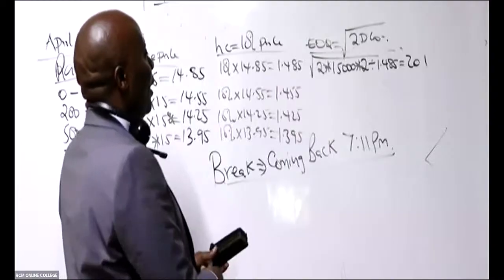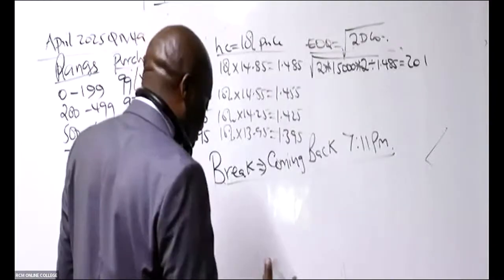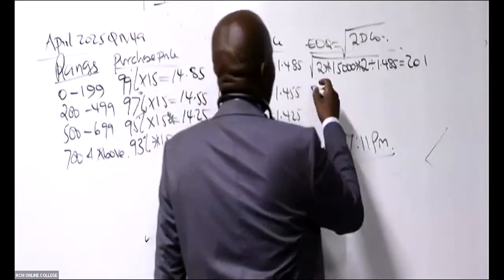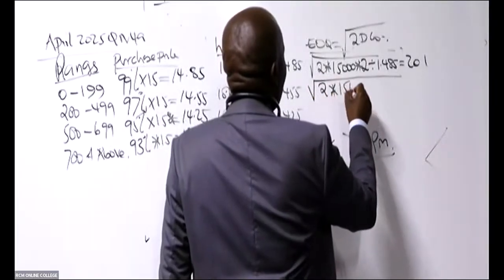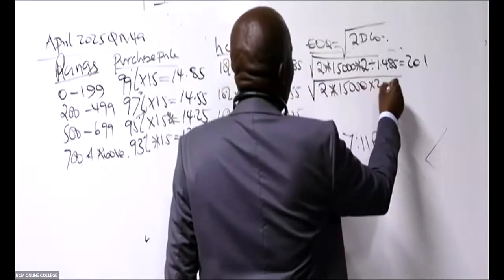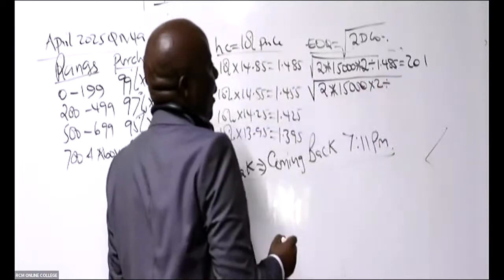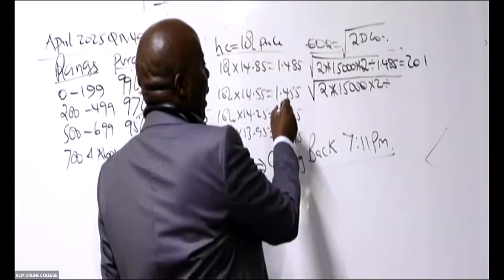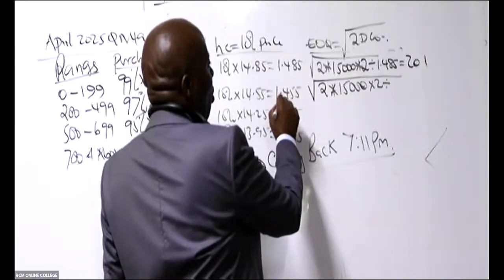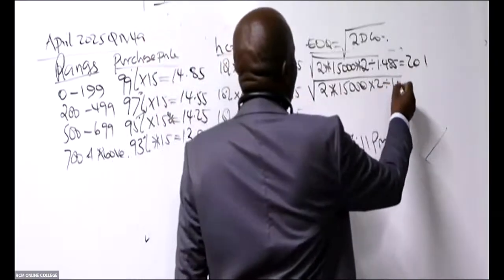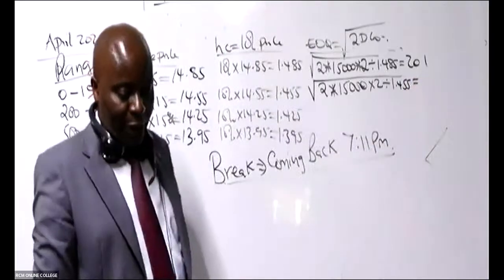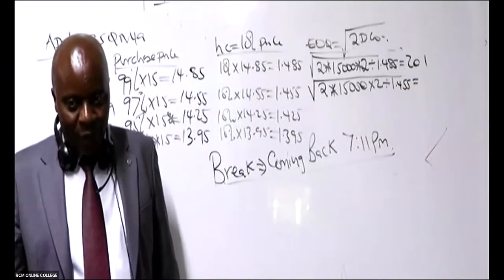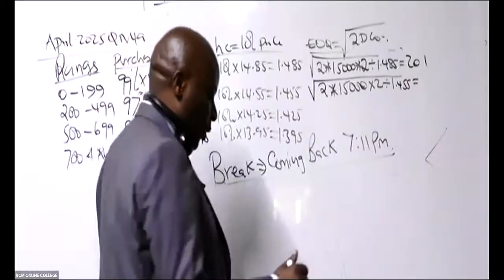All right. Then we come to the second one. So the second one, we have here square root of 2 times annual demand times cost per order, like that. And then, of course, we have the cost of holding as 1.455. So square root, what number are we able to get? 203.